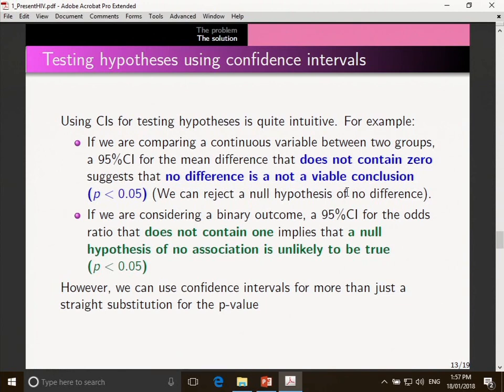Alternatively, if we're considering a binary variable or a time to event variable or whatever, a 95% confidence interval of the odds ratio, the hazard ratio, the rate ratio, that does not contain 1, implies a hypothesis of no association is unlikely to be true. We can throw that away. So we still talk about statistical significance, but we can look at the effect size. Also, it gives us a little bit more information.